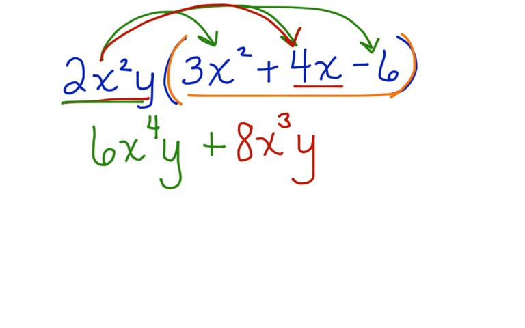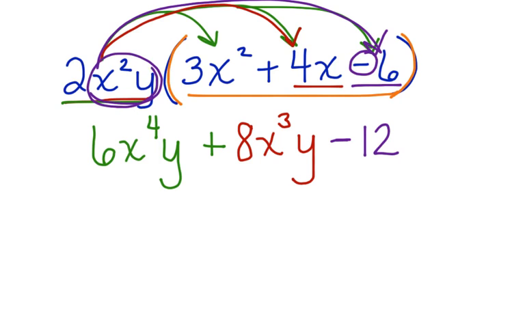And lastly, we have this term times the third term. Don't forget this negative. 2 times negative 6 is negative 12. And we don't have anything to multiply this part of the term by, so we bring that down. Here's our answer. Our work is now complete.